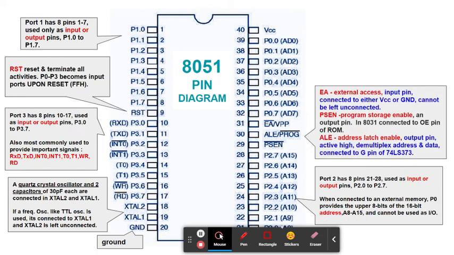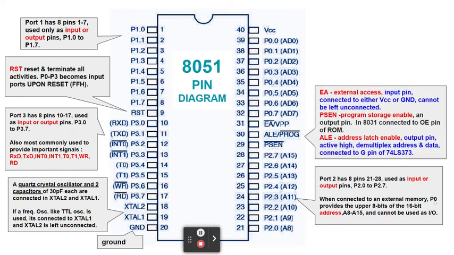Okay, so when connected to an external memory, P2 provides the upper 8 bits of the 16-bit address, A8 to A15, and cannot be used as input-output. Now, EA stands for external access. This is an input pin, and this is connected either to VCC or ground, and this cannot be left unconnected.